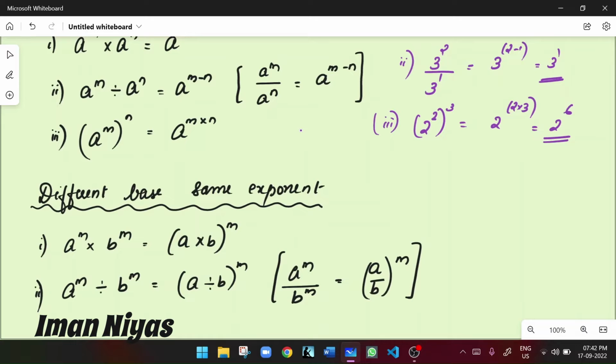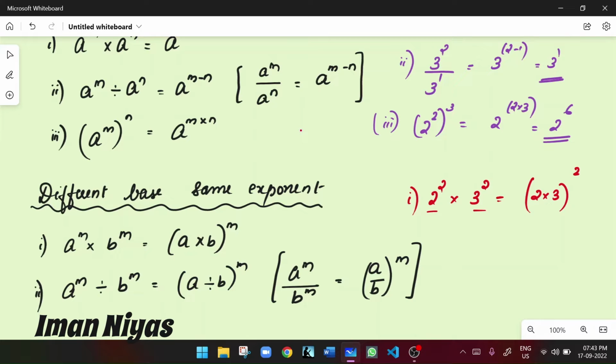Next one is a different base with the same exponent, right? So let's see the first one. You can see that the first one is a raised to m multiplied with b raised to m. So let me take different bases, 2 raised to 2 multiplied with 3 raised to 2. We can combine the bases together, that is 2 into 3 raised to the power of 2. So what will be the answer? 6 raised to 2. How can we write this base in a simplest form? 6, you can write it as what? Any different form you can write? You can think about it. Check it, okay? Think and tell in class.